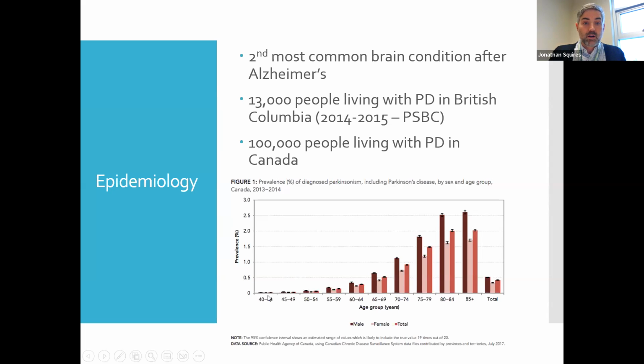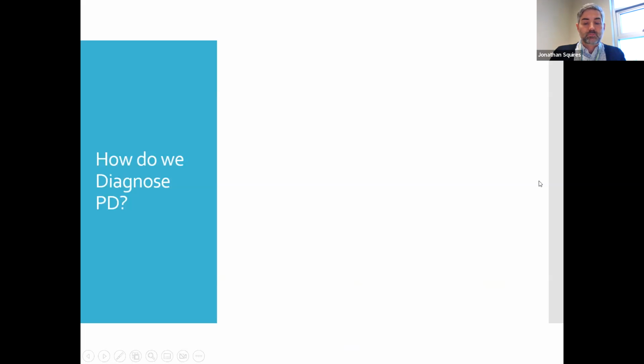Yeah, and very rare before the age of 50, but then picks up quickly from there. So how do we diagnose Parkinson's disease? It turns out that in 2023, Parkinson's is what we call a clinical diagnosis. There is no diagnostic test that I can order that will determine with any accuracy whether you have Parkinson's disease or not.